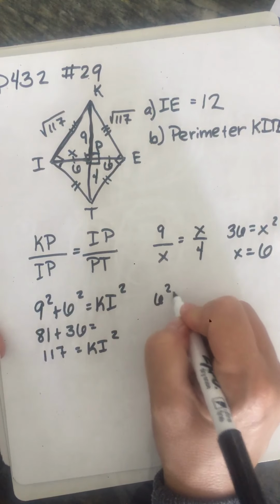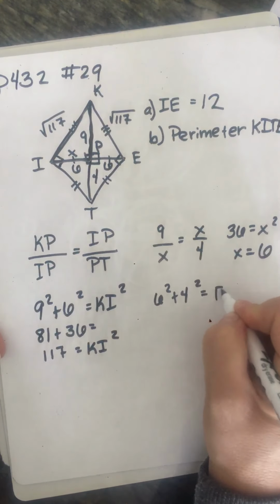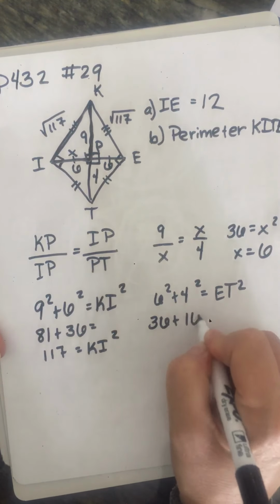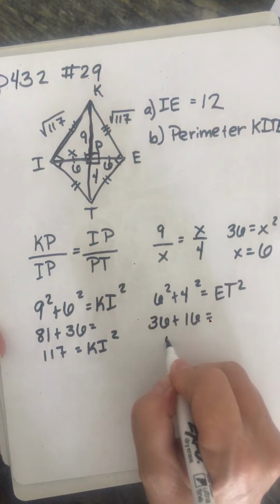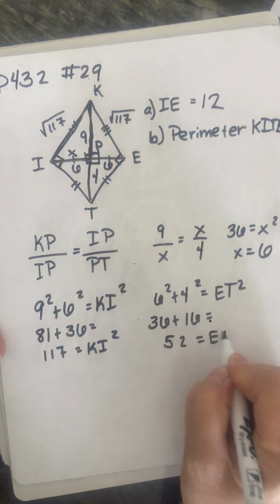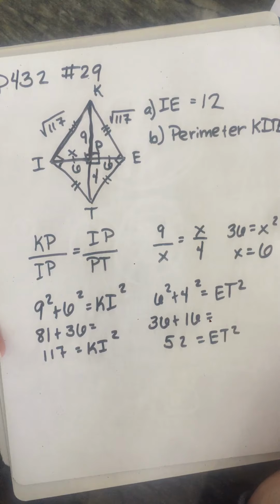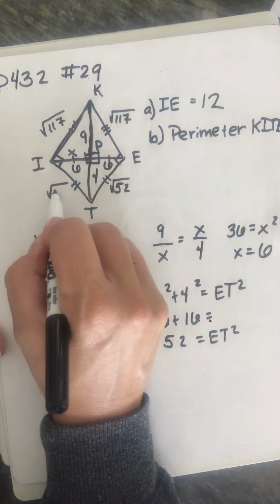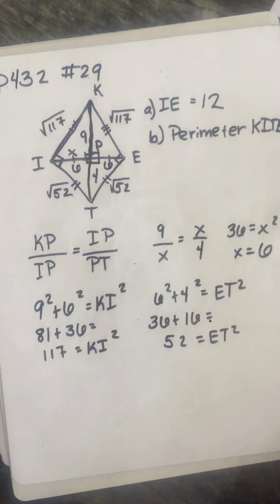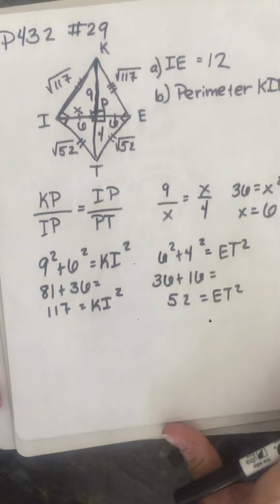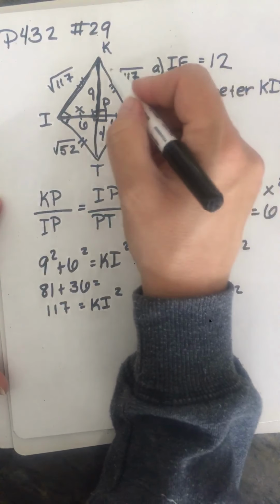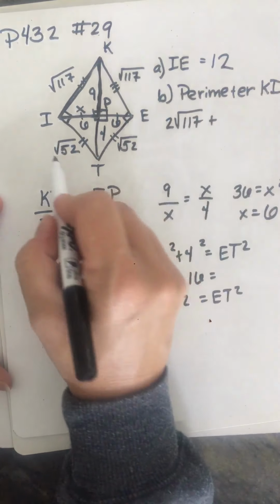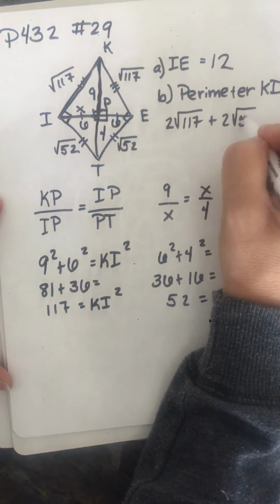So we've got 6 squared plus 4 squared equals ET squared. So 36 plus 16, that's 52 is equal to ET squared. Then we take the square root of that, so the square root of 52, which does simplify, but I'm not going to do that right now. So to find the perimeter, we've got 2 square roots of 117 plus 2 square roots of 52.